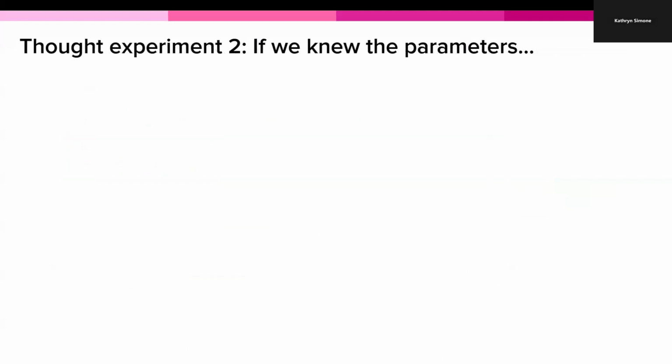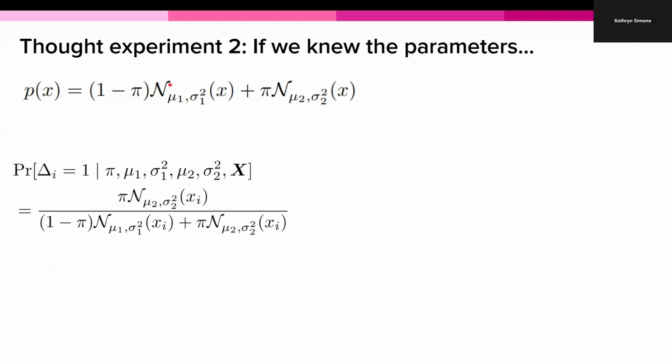Now let's imagine another situation. This time we know the parameters of the mixture model. So that means we know the mixing weight pi, as well as the means and variances of both Gaussian distributions. So what can we do with that information? Well, if we knew the parameters, we'd have a clear picture of the model and could also compute the probability that any given sample came from one mode or another.